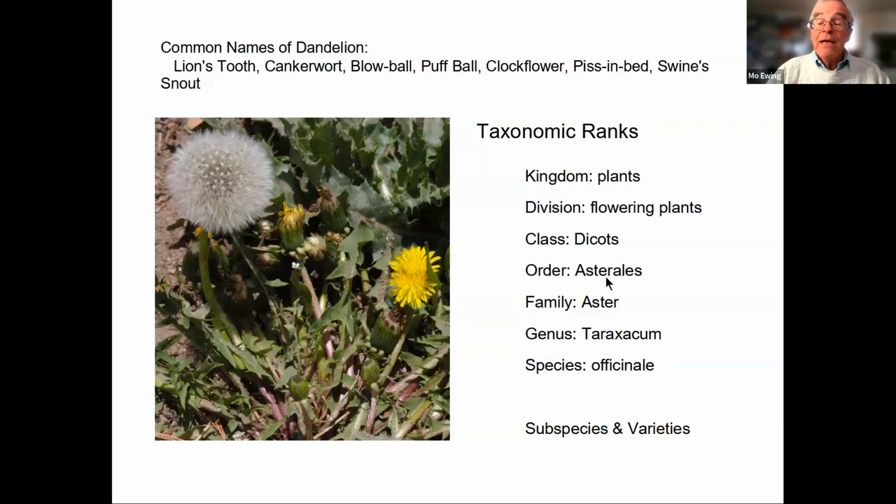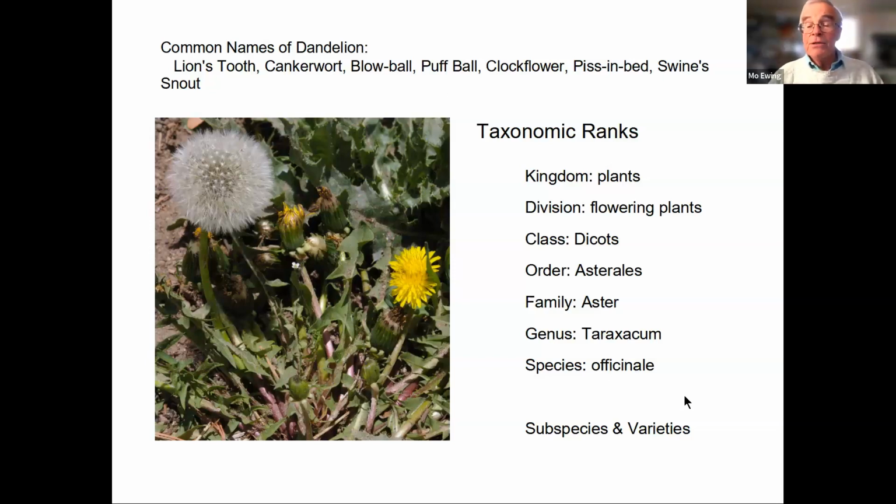In this case, it's Asterales. And then it's broken down into families, and this falls into the aster family. And then the genus is Taraxacum, and the species is officinale. So when you name this plant, it's called Taraxacum officinale.